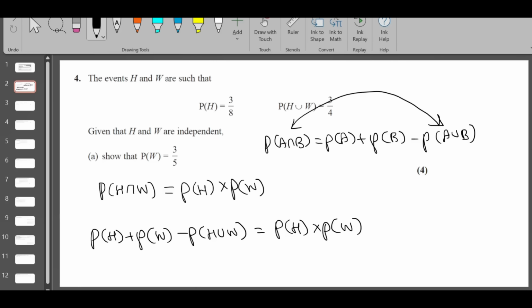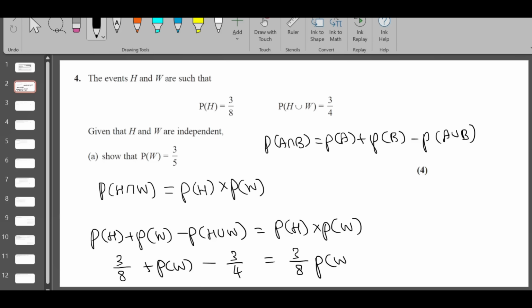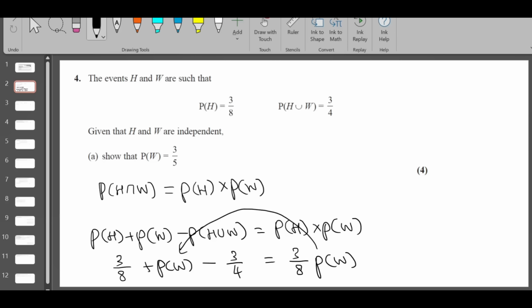That's all. Now I'm going to sub in all the known quantities here. P of H is 3 over 8. We don't know P of W, keep it as it is. H union W is given as 3 over 4, so 3 over 4 is 3 over 8 P of W plus P of W minus... Now make P of W the subject. So I'm going to bring this here and the two numbers to the other side. So I will get P of W minus 3 over 8 P of W is 3 over 4 minus 3 over 8.